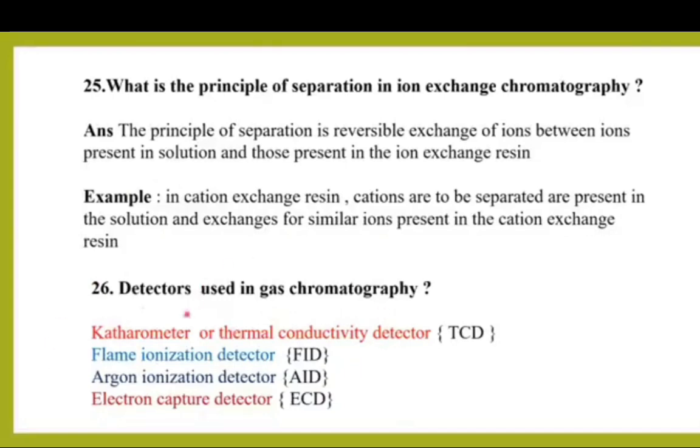So the next final question of this slide, the detectors used in gas chromatography. Friends, this is very important. Detectors are very important in gas chromatography, which include catharometer or thermal conductivity detector, flame ionization detector, argon ionization detector, and the electron capture detector. You may be asked about the functioning of these detectors, so please prepare well for these detectors. And most of the questions in this GC and HPLC are very important.